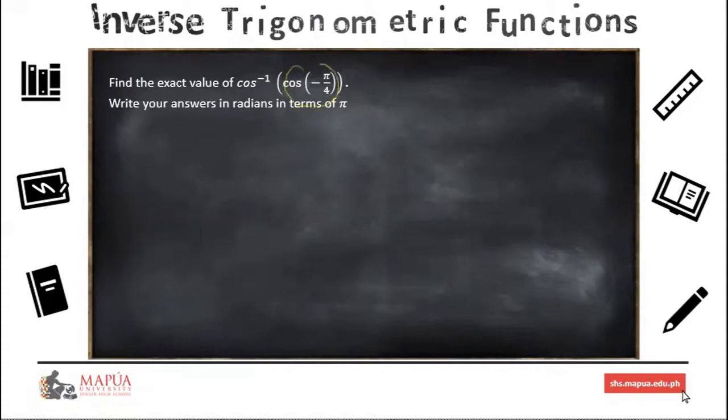Since cosine of negative pi over 4 is equal to square root of 2 over 2, why? Because the reference angle for negative pi over 4 is positive pi over 4. Then cosine pi over 4 is equal to square root of 2 over 2. The negative pi over 4 is located at quadrant 4. Then the value of cosine at quadrant 4 is positive.